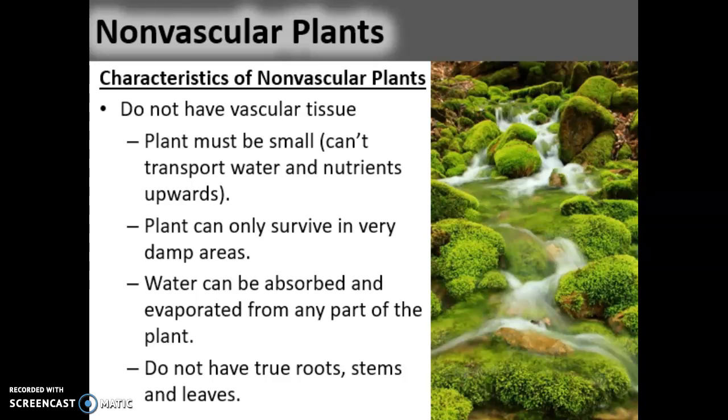So moss is a group of plants that's considered non-vascular. That's because they don't have vascular tissue. If you recall, vascular tissue is a type of tissue that transports water and nutrients throughout the body of the plant. Because moss don't have them, they always have to stay very, very small. They have no way of transporting water upwards against the force of gravity. This also means that they can only survive in very, very damp areas.